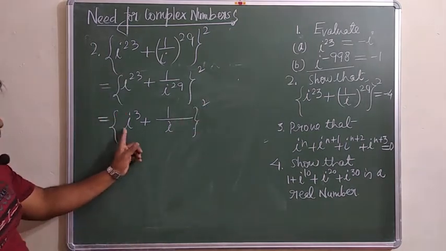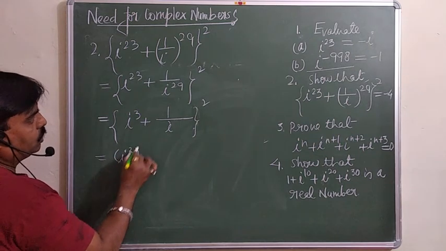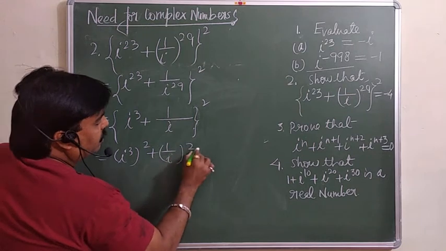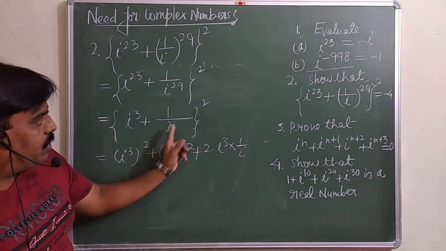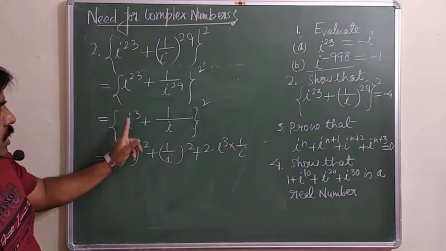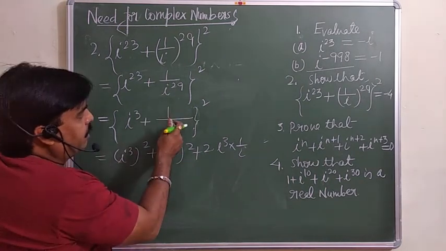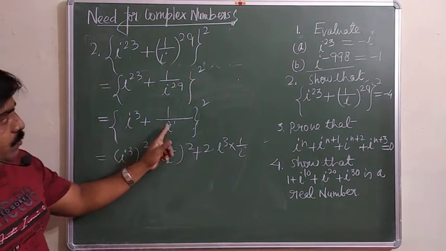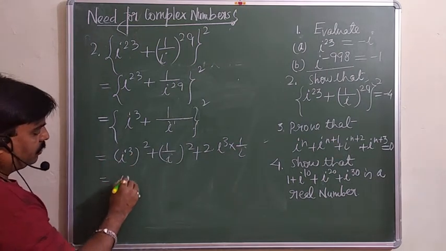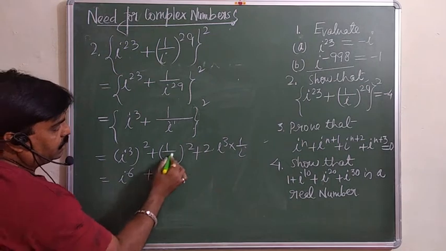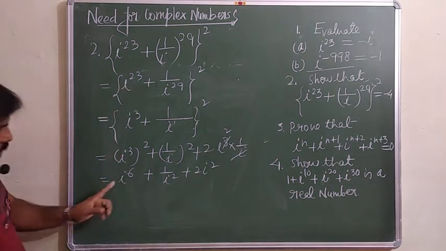Whole square. Now a plus b whole square, you can expand. So this is i cube whole square plus 1 over i square plus 2 into i cube into 1 over i. Just simply a plus b whole square. First of all, what did we do? We divided by 4. 4 5s are 20, remainder is 3. 4 7s are 28, remainder is 1, so i raised to power 1 will remain here. Now a plus b whole square you can expand: a square plus b square plus 2ab. So here this is i raised to power 6 plus 1 over i square and this is 2i square. Again you can divide by 4.